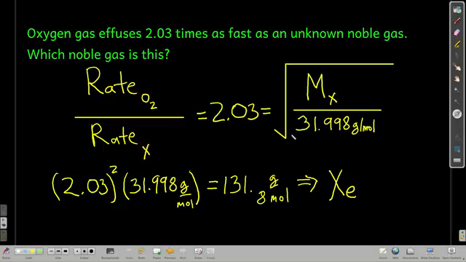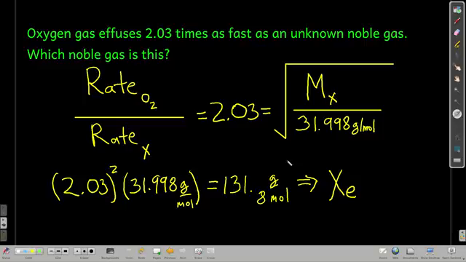Now that's equal to the square root of the molar mass of the unknown gas divided by the molar mass of oxygen. Now do you see where I got this number from? This is the molar mass of O2, oxygen, 2 times 15.999 grams per mole. Now to solve for the molar mass of X, once we know the molar mass of X, then we can just look on the periodic table and see which noble gas it is, right?